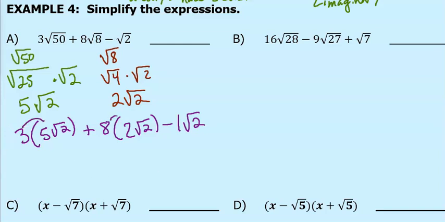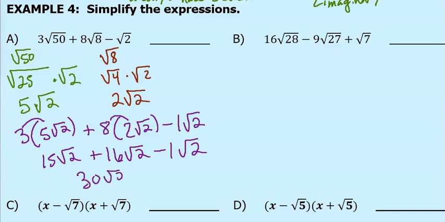So distribute and then combine like terms. So we have 15 square root 2 plus 16 square root 2 minus 1 square root 2. So this would be 30 square root 2. That's your simplified expression.